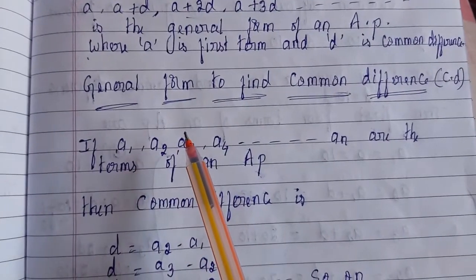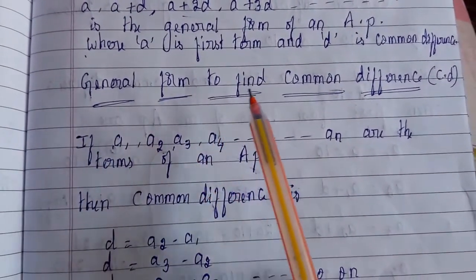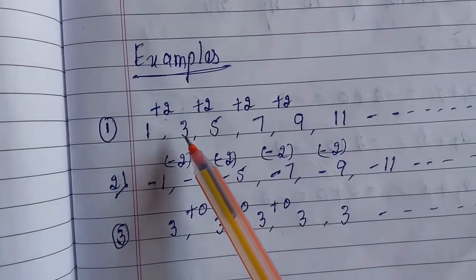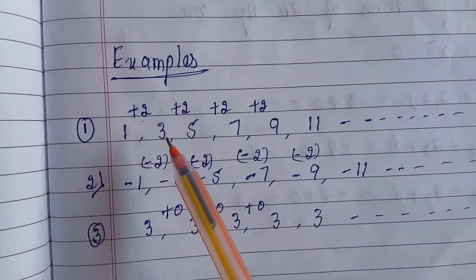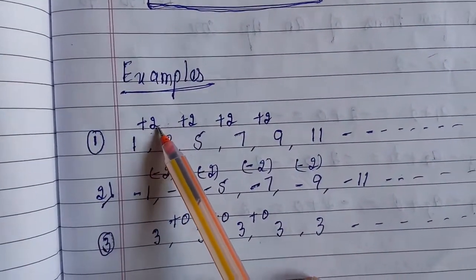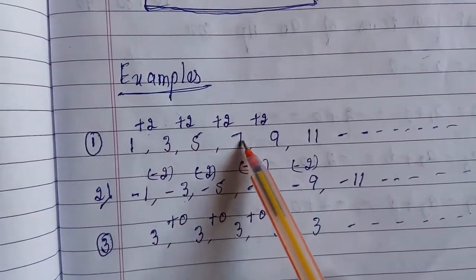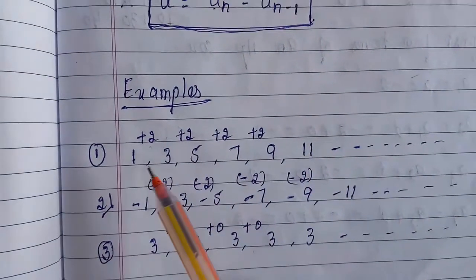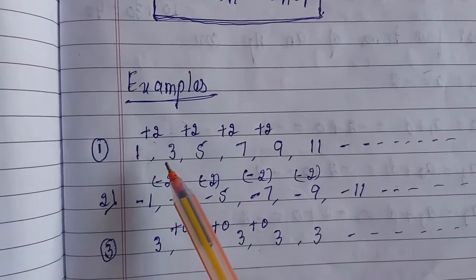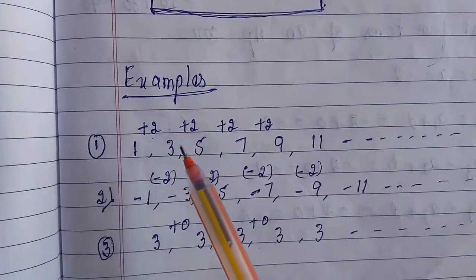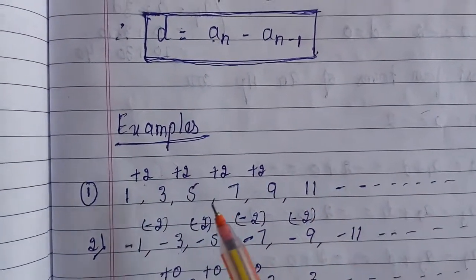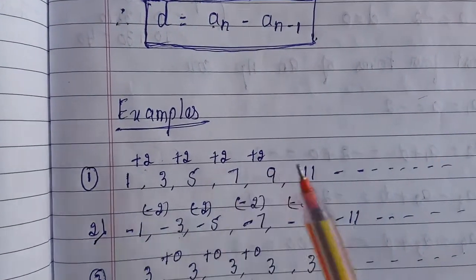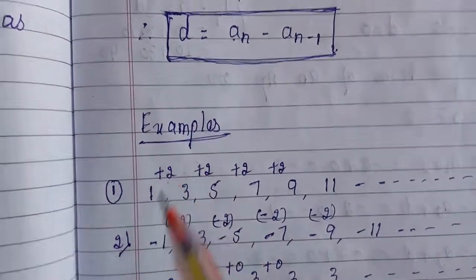How will you find the common difference? For that, the general form to find the common difference. Let me explain with one example. How will you find the common difference in this series? 3 minus 1, that is 2. 5 minus 3, 2. 7 minus 5, 2. 9 minus 7, 2. So what are you observing here? By subtracting successive or consecutive numbers, any two consecutive numbers, we get the common difference.